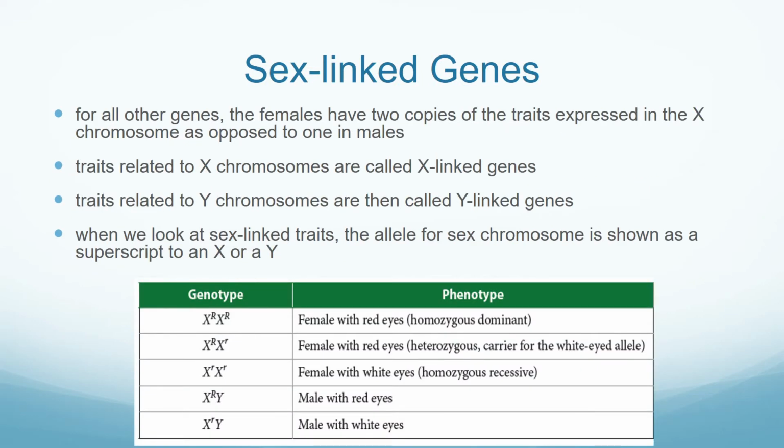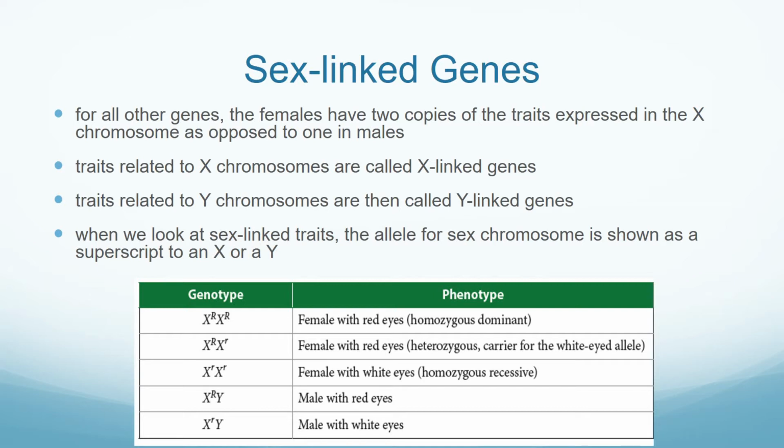Now, females will have 2 copies of the traits that are expressed on the X chromosome as opposed to 1 in males. Traits related to X chromosomes are called X-linked, and traits related to Y chromosomes are called Y-linked genes. When we look at sex-linked traits, the allele is shown as a superscript to an X or a Y. That's because if it's sex-linked, we have to be able to indicate which sex is being crossed and what alleles go with those.